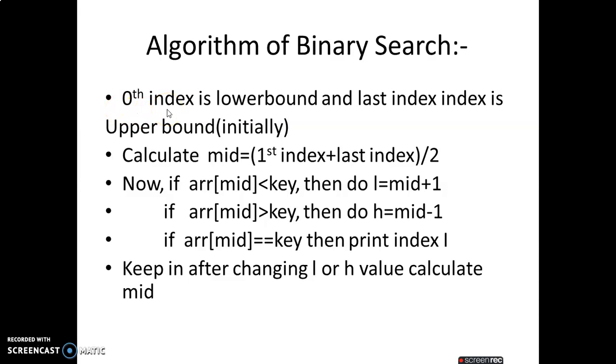We know that the array index starts from 0. The 0th index we call the lower bound. The last index is the higher index, called the upper bound. Next we calculate the mid value: the first index value plus the last index value divided by 2, that is, lower index plus upper index by 2. This also changes from time to time. I will show you when I trace our code. For the initial step, this is the condition.